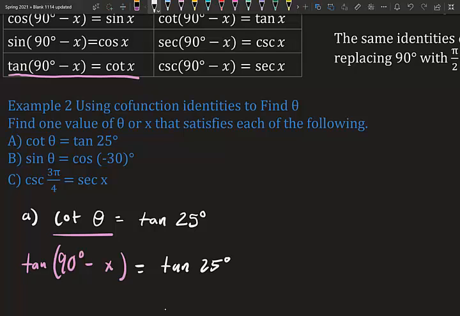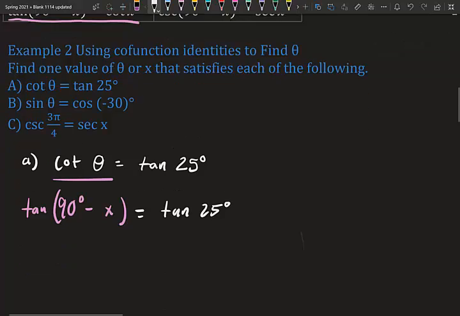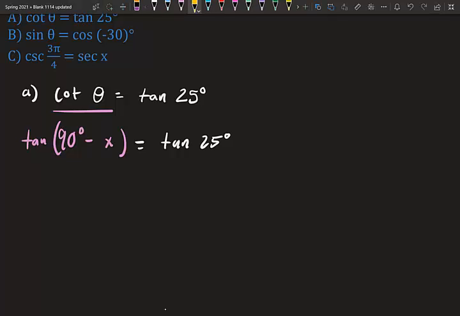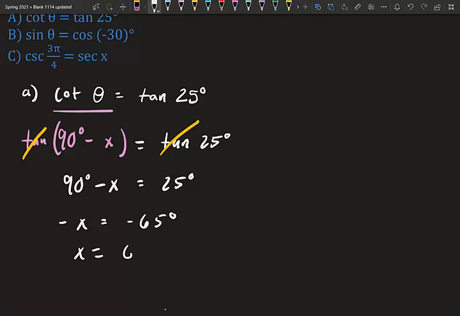So we're now allowed to solve this because they both have tangent functions in them. So the tangent functions, because they're on opposite sides, they cancel each other out. So we're left with 90 degrees minus x equals 25 degrees. Let's solve for x by subtracting 90. So we have negative x equals negative 65 degrees. So we have x equals 65 degrees. X, theta, all the same thing, but we're actually finding theta, so let's switch this back to theta.